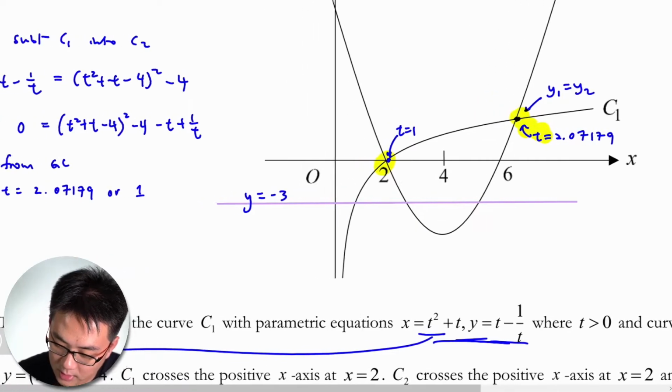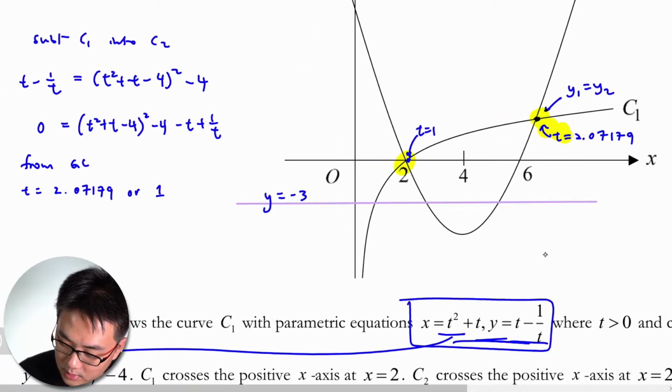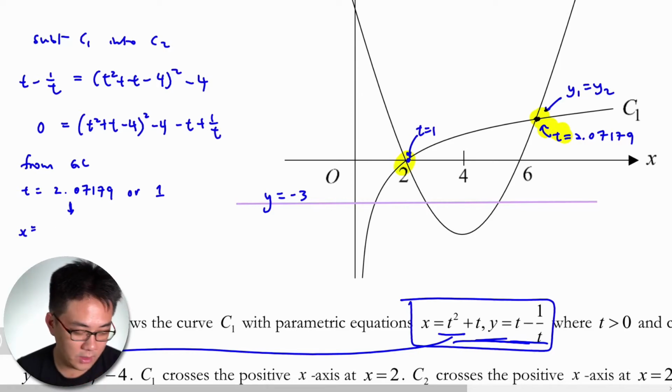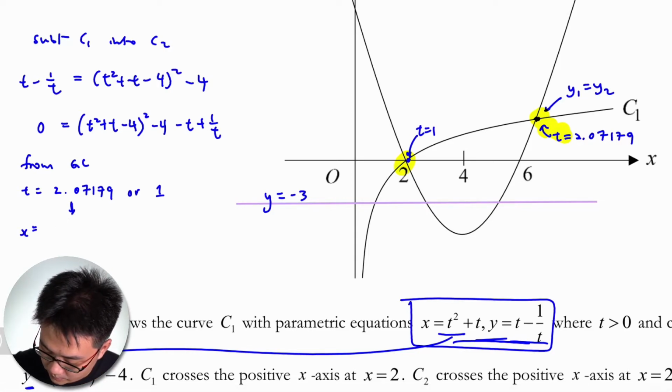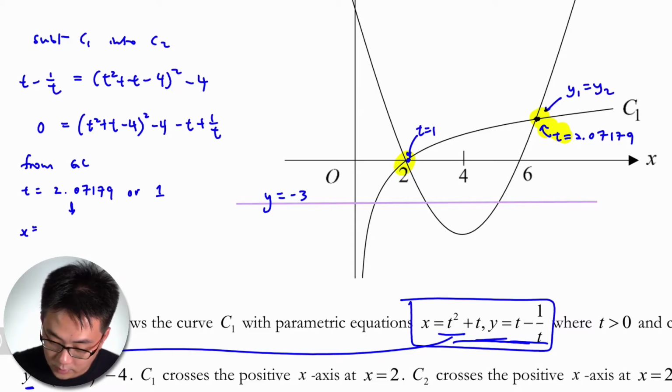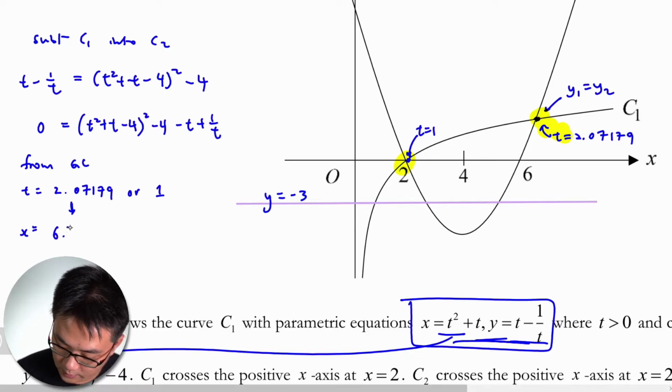2.07179. So this coordinate here will just follow this intersection. This one will correspond to the x value. Just key in calculator. I'm just gonna key now: x is t square plus t. Solve it with 2.07179. So this is 6.3. I hope the y value is more than that.